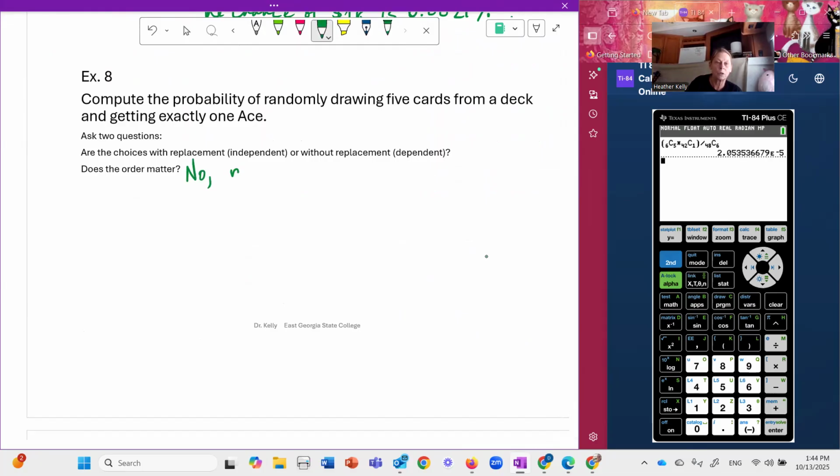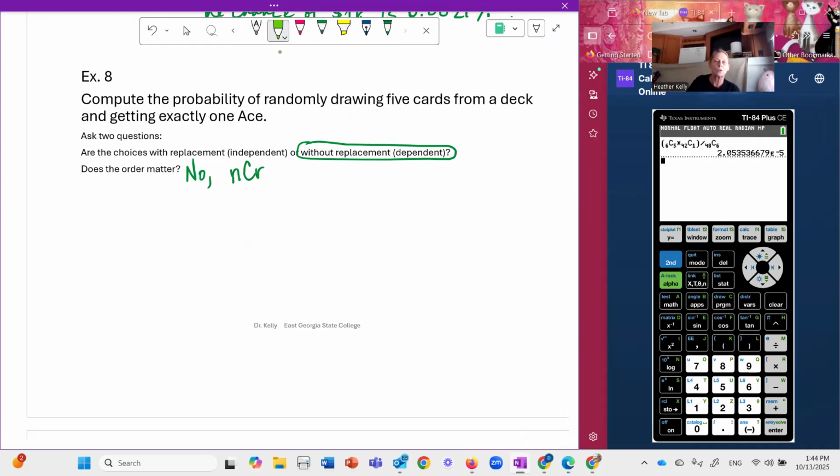Order doesn't matter, so we know it's combinations, nCr. Is it with replacement or without replacement? It is always without replacement with cards, unless specifically expressed otherwise.